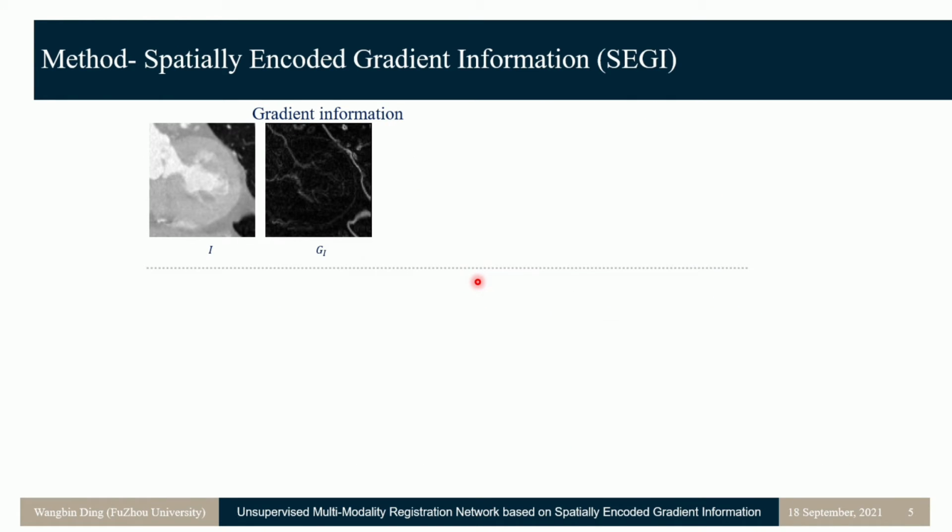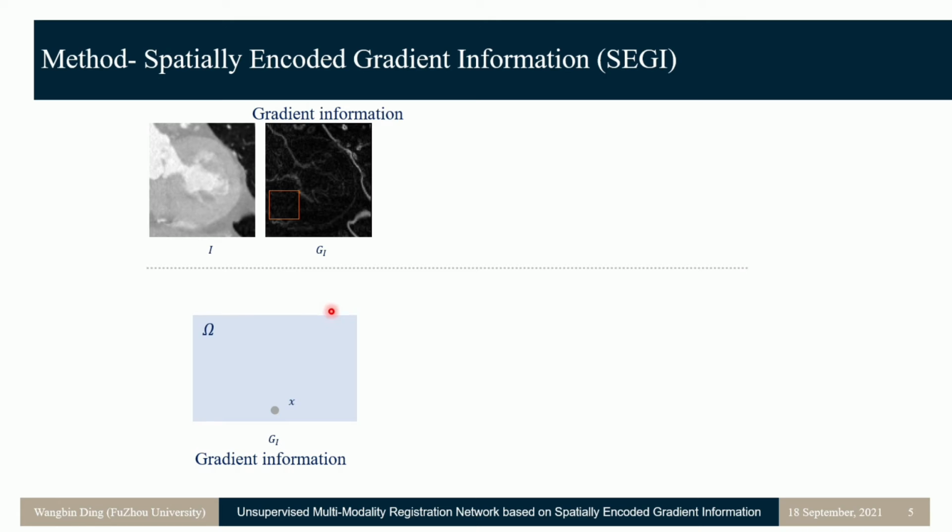However, when we take a close look at the gradient information, it may usually contain noises due to the quality of the original intensity images. In our pre-experiments, we found that it may also affect the convergence of the optimization. To address this problem, we propose specially encoded gradient information, SEGI.